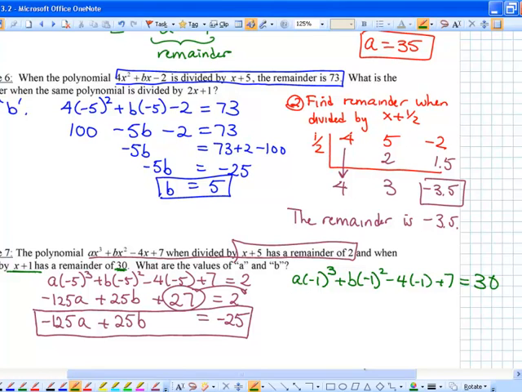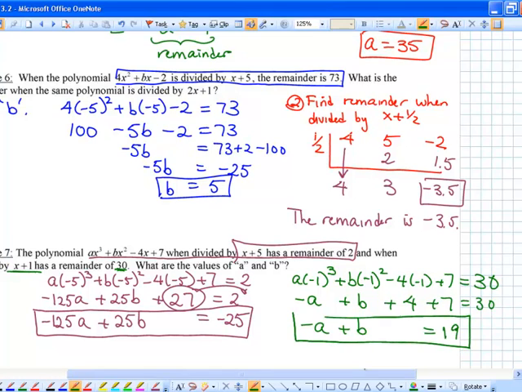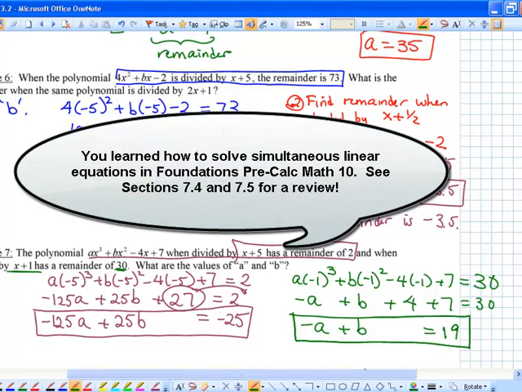Okay. Negative 1 cubed, so that's negative 1, that's negative a. Negative 1 squared is positive 1, so that's just b. Negative 4 times negative 1 is positive 4, plus 7 equals 30. We'll simplify this. Negative a plus b. 4 plus 7 is 11. 30 take away 11 is 19. Huh. 2 equations, 2 variables. Can you think back to good old grade 10 math? Yeah, you learned a few ways to solve this, either by elimination or substitution, your choice.